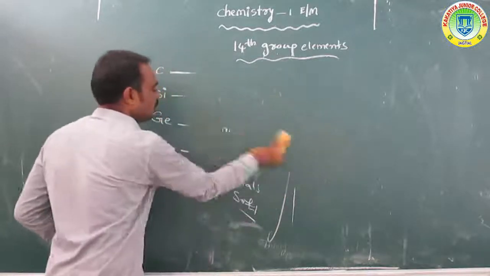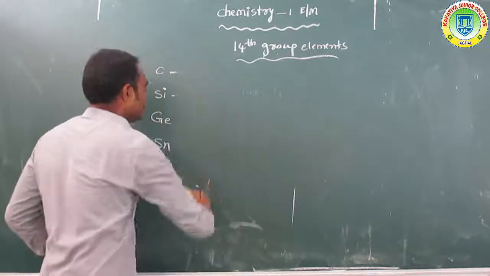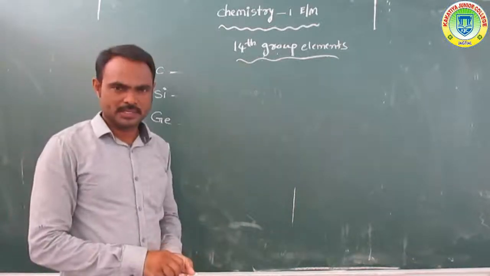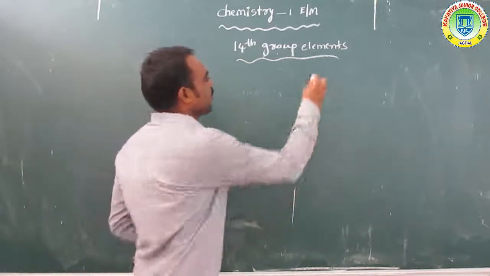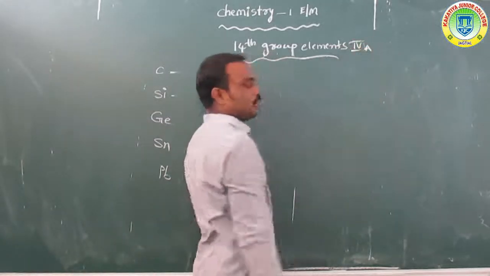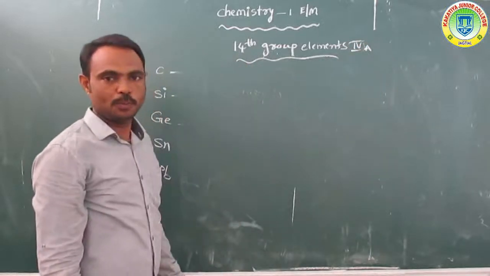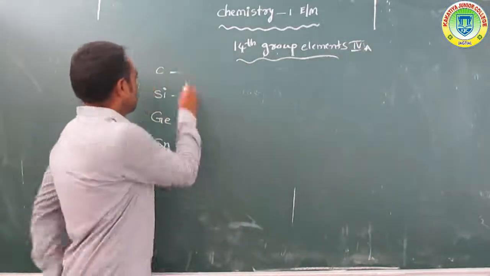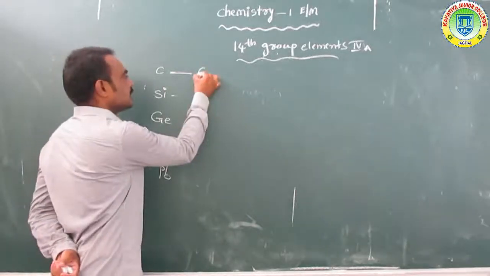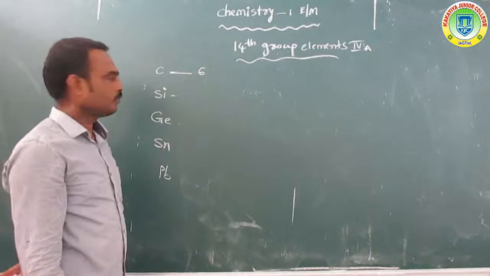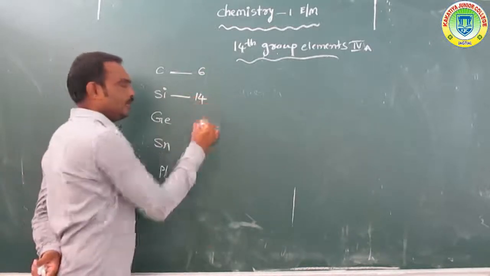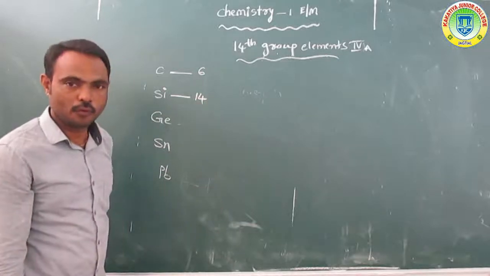Next, what are the atomic numbers of the 14th group elements? The 14th group elements are also called, as we already know, the 4th A group elements. Carbon has atomic number 6 and silicon 14.